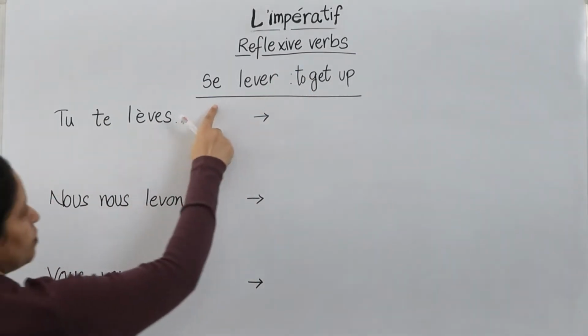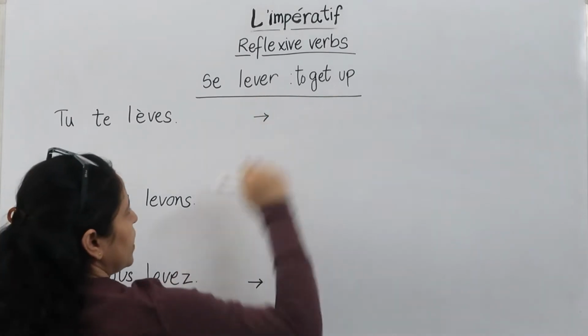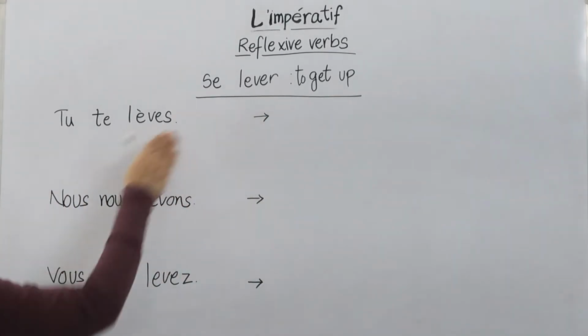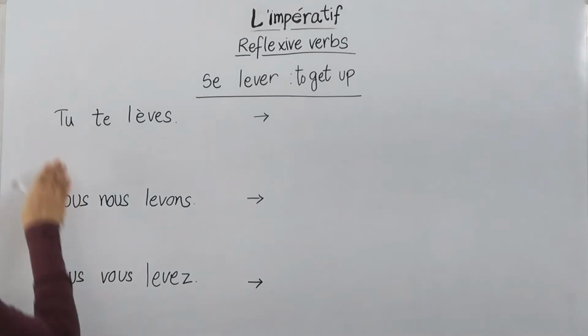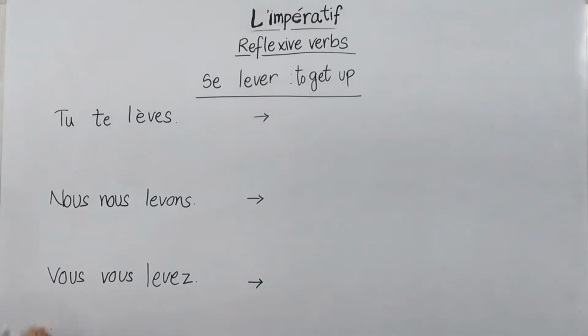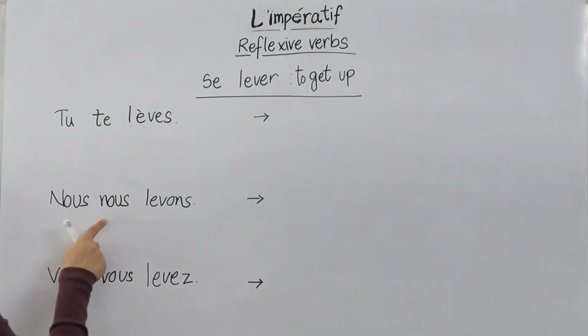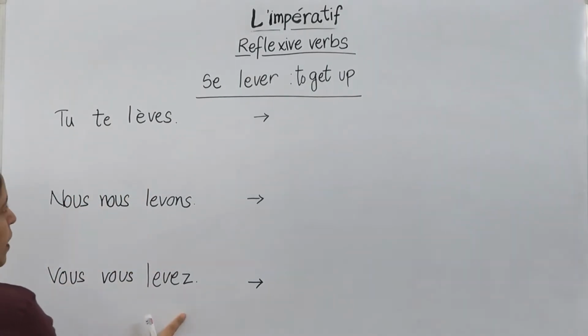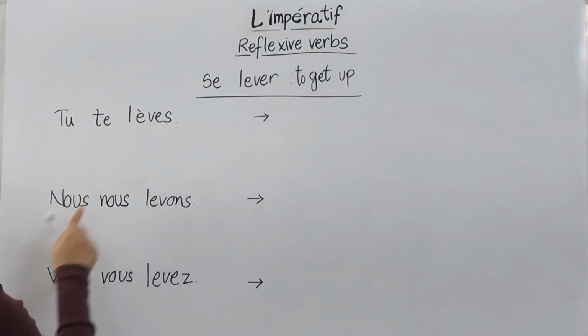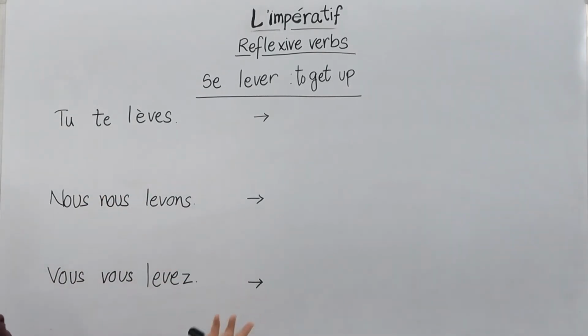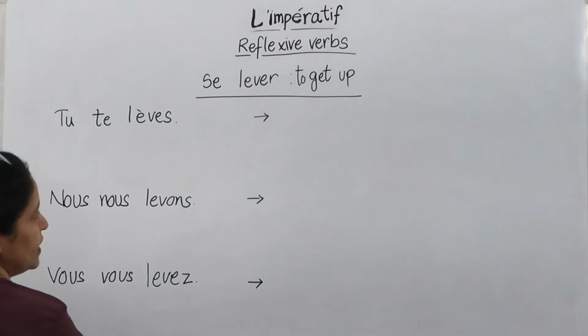So we are taking the verb se lever, which means to get up. If I conjugate this verb in the present with tu, nous and vous, we write the conjugation this way: tu te lèves, nous nous levons, vous vous levez. It means you get up, we get up or we are getting up, you all get up or you all are getting up.